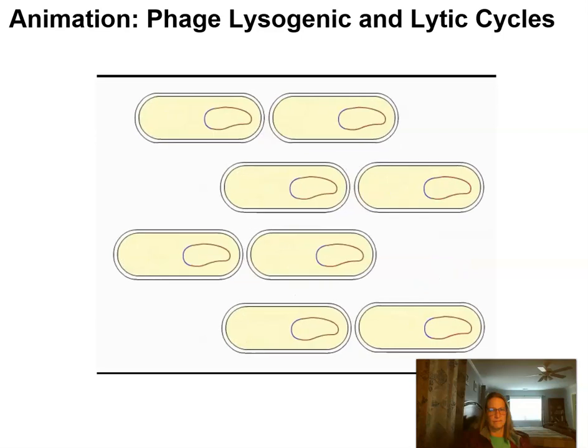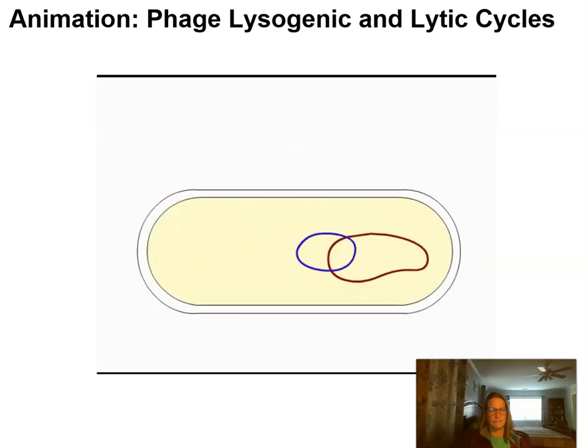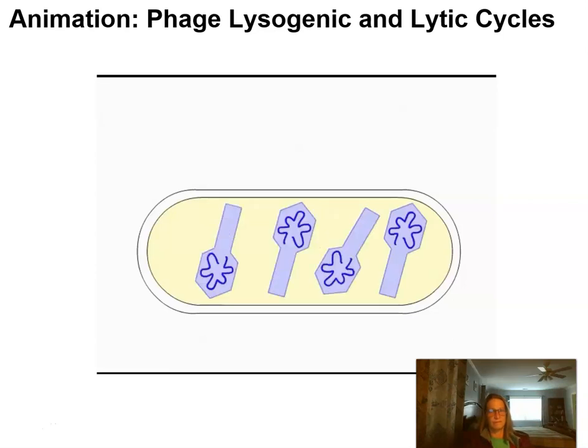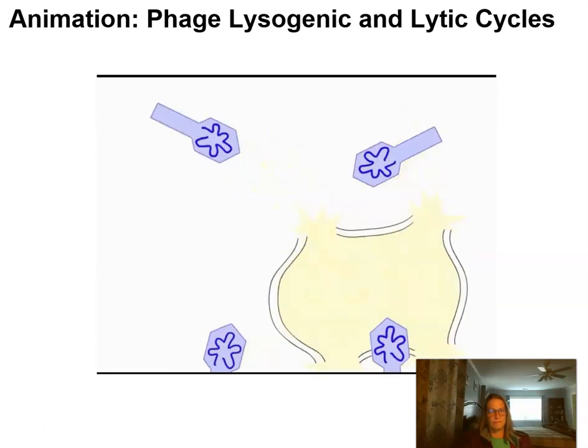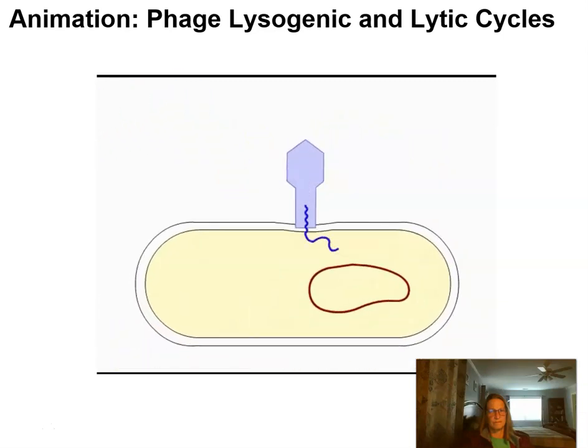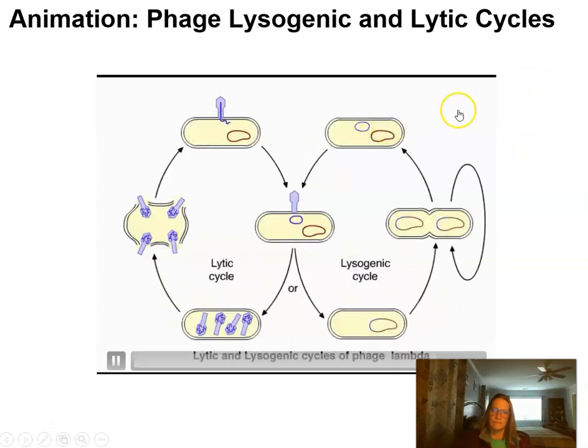to daughter cells. Occasionally, the phage DNA exits the bacterial chromosome and initiates a lytic cycle. The viral DNA takes over the metabolic machinery of the host cell to make phage DNA and proteins. The host cell lyses, releasing phages, which can infect other cells. This diagram summarizes the lysogenic and lytic cycles of phage lambda.